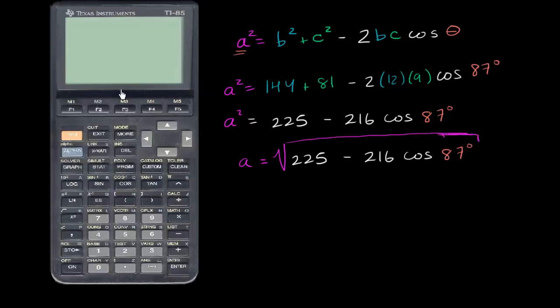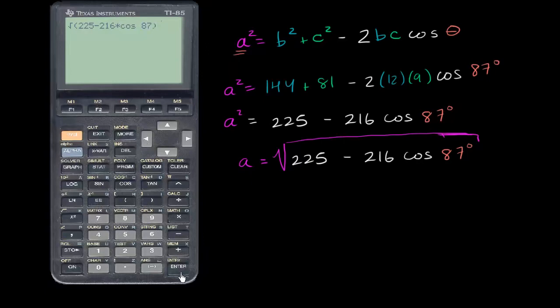So let me get my calculator out. So I want to find the square root of... actually, before I do that, let me just make sure I'm in degree mode, and I am in degree mode because we're evaluating a trig function in degrees here. So that's fine. So it's going to be 225 minus 216 times cosine of 87 degrees, not 88 degrees, 87 degrees.